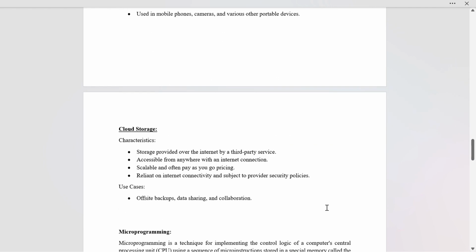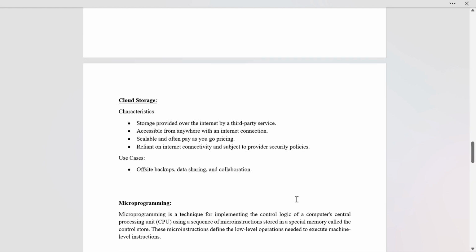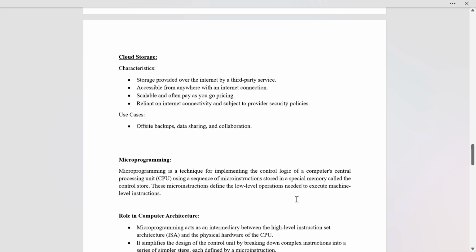Cloud storage. Storage provided over the internet by a third-party service, accessible from anywhere with an internet connection. It is scalable and often priced on a pay-as-you-go basis. It requires internet connectivity and is subject to provider security policies. It is used for off-site backup, data sharing, and collaboration.